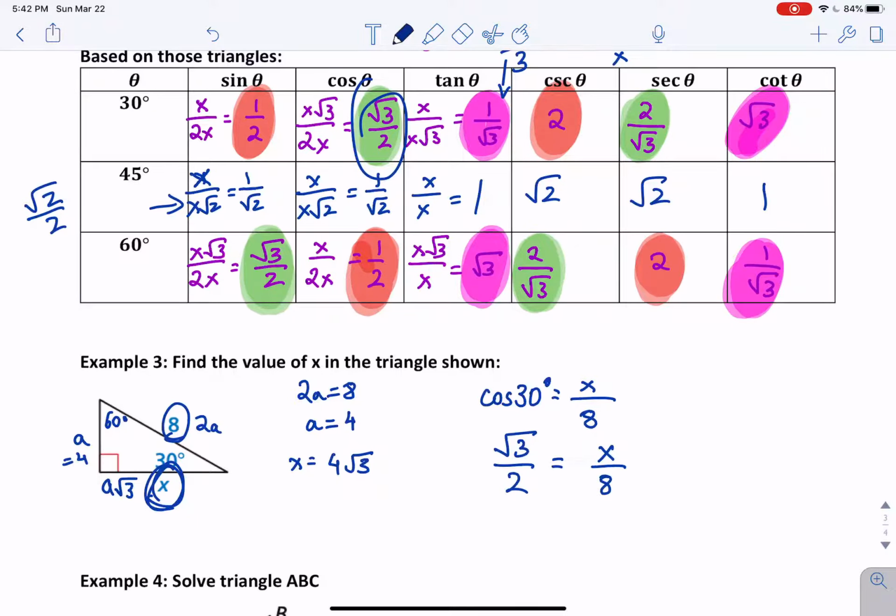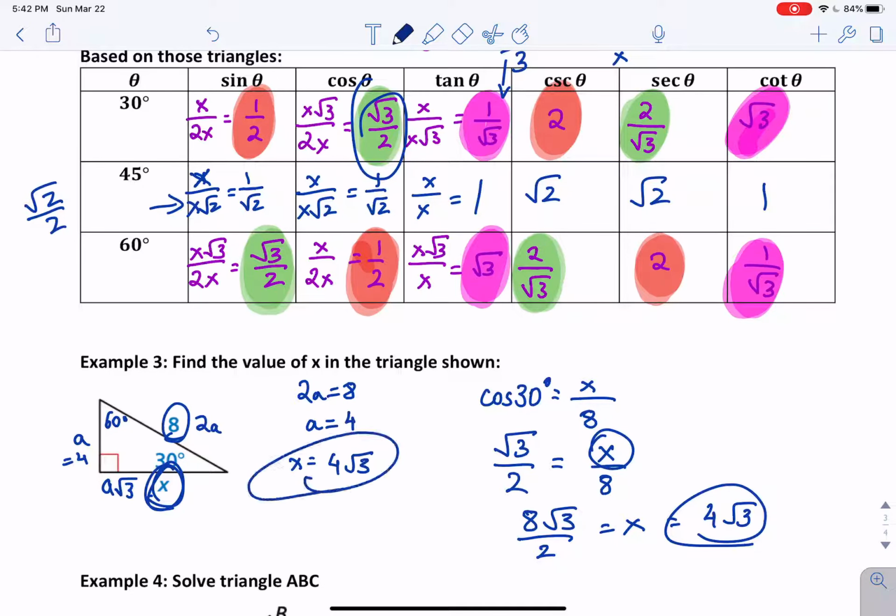And so I can solve for x. I can do the cross multiplying thing we looked at last chapter, right? In this case, I'm not going to cross multiply because I don't need to get everything out of the denominator. I just need to get the x by itself. So I'm just going to multiply by 8 on both sides. And then that gives me 4 root 3. So same answer both ways.